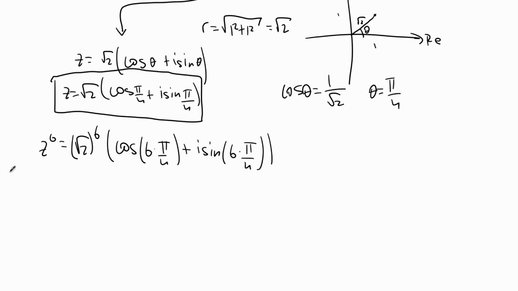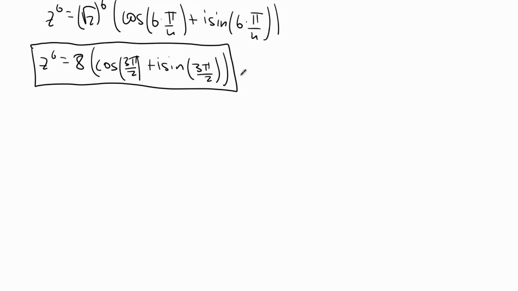And let's go ahead and simplify this. This is going to be 2 to the power of 1 over 2 times 6, so it's going to be 2 to the power of 3, and this is going to be 8. This is just simple algebra right over here. And here we're going to have cosine 3 pi over 2 plus i sine 3 pi over 2. And this is our complex number raised to the power of 6.